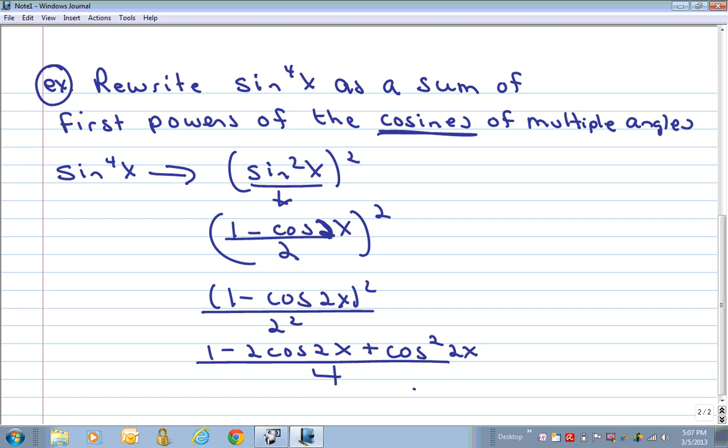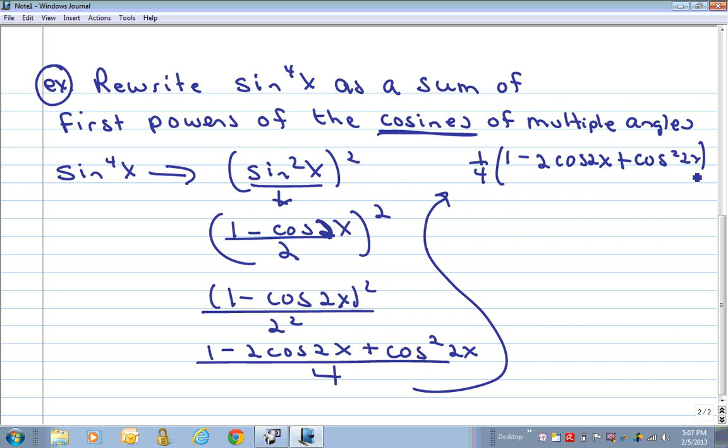All right, we could rewrite this. I'm going to do that right up here. We could rewrite this as 1/4. Extract this denominator, so we could write this as 1/4 times 1 minus 2 cosine 2x plus cosine squared 2x. Okay, hopefully you followed that. I just pulled out the denominator. And now we're going to use our power reducing formula to reduce the squared term up here, this cosine squared.